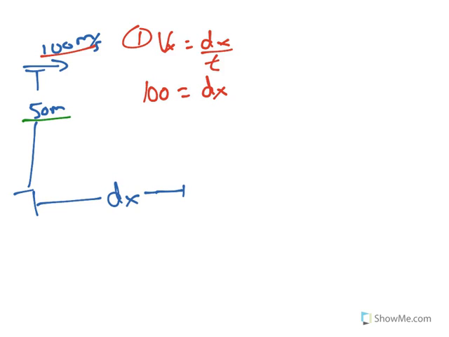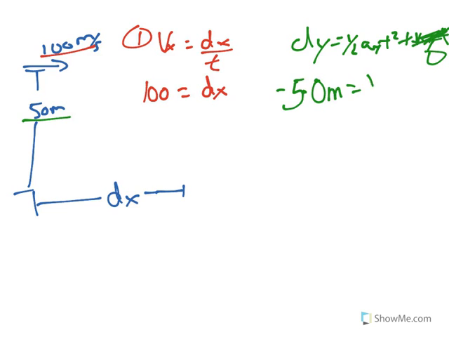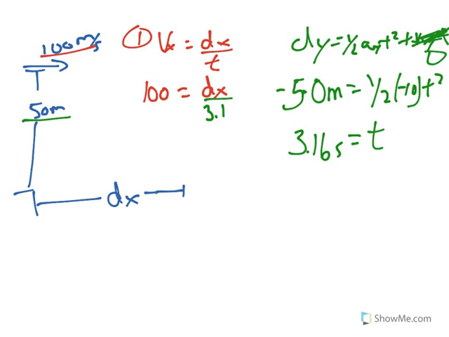That's dy, and the only formula with dy is dy equals 1/2 ay t squared plus viyt. Remember, this is launched horizontally, so the initial velocity in the y is 0. And so we're left with negative 50, because it fell 50 meters, equals 1/2 times -10 times t squared, and you get t is equal to 3.16 seconds. Then I come back over here and plug in 3.16 seconds, and I end up with dx equals 316 meters.